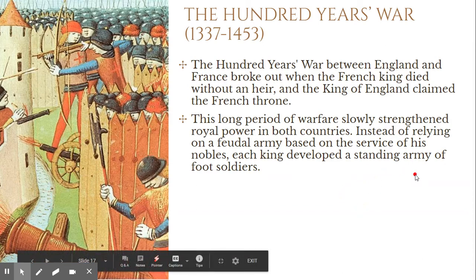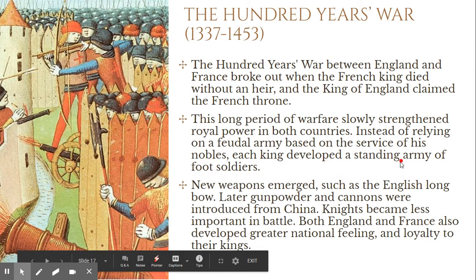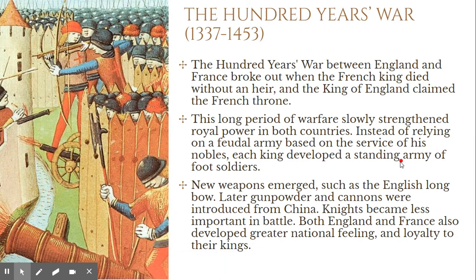So they didn't need to call on these knights anymore. And then new weapons also emerged. So you had the English longbow, and then later on, of course, gunpowder, cannons come in from China. So the knights become less important. So this kind of weakens the power of the nobles. The kings didn't need them as much anymore. And then this really weakens the knights. The knights are just kind of out of date, to tell you the truth.